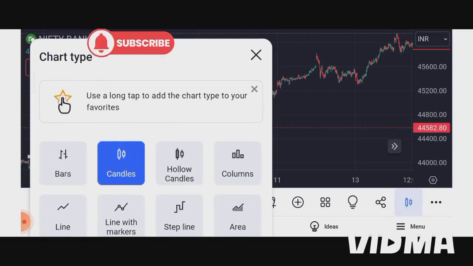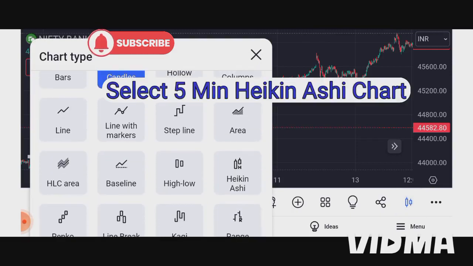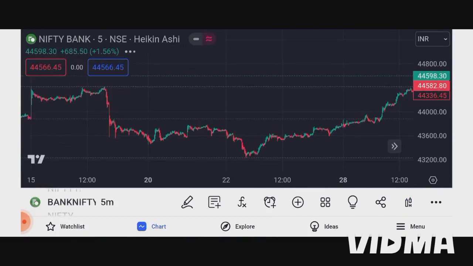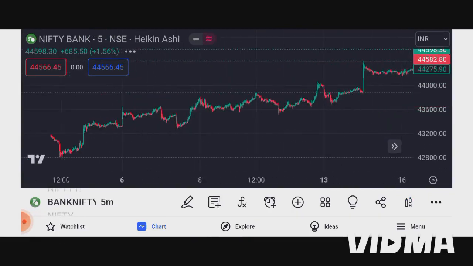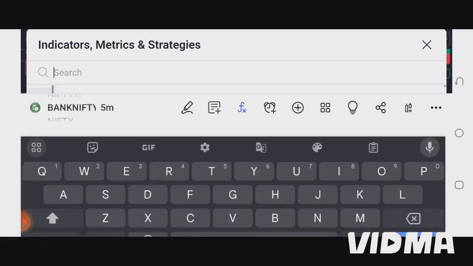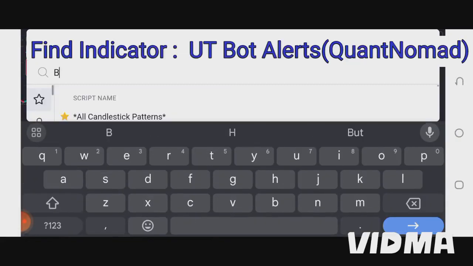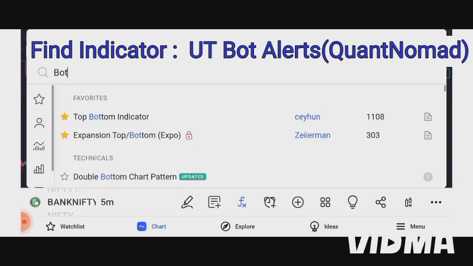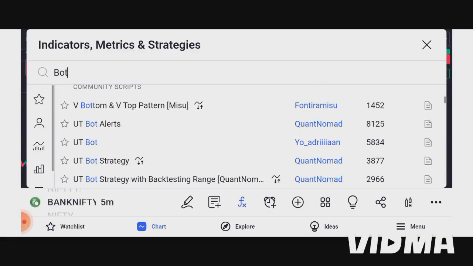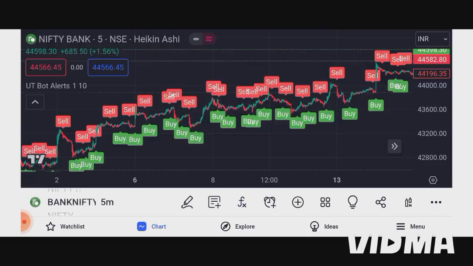First we change our candle chart to Heikin Ashi. Then we go to indicators and search for bot. When you get it, there is one called UT Bot Alerts by Quant Nomad. You just select that indicator on your chart.